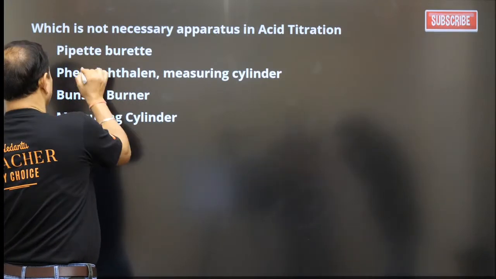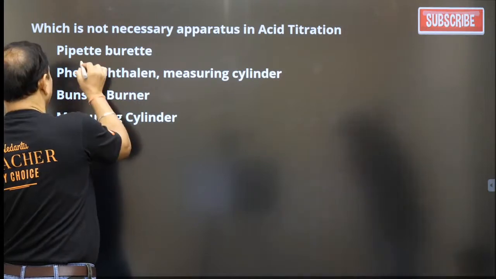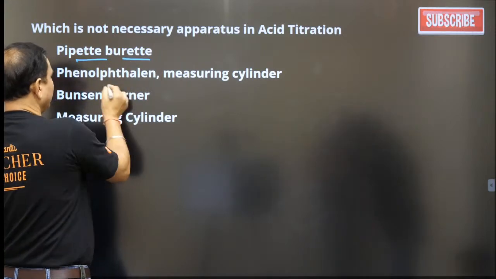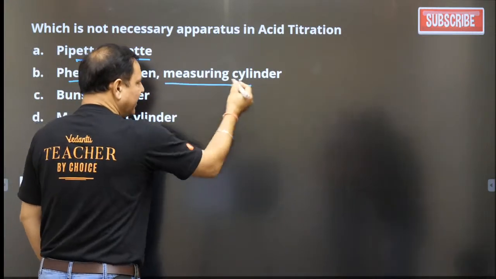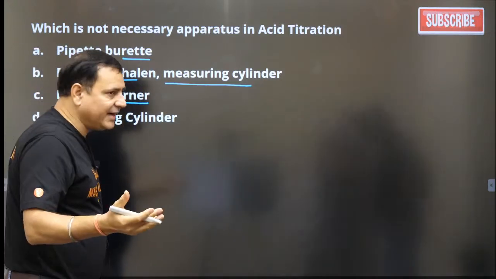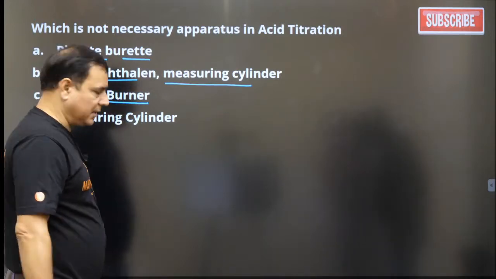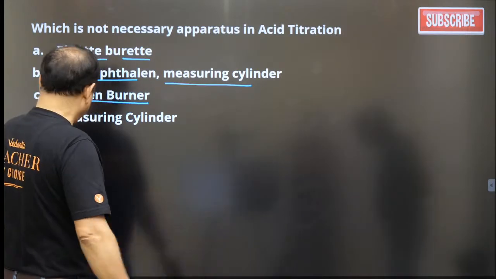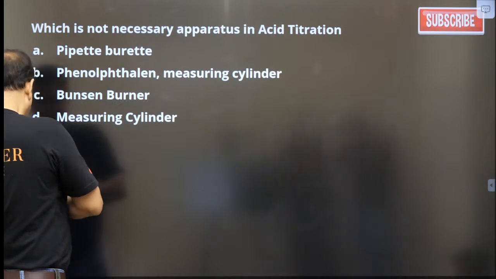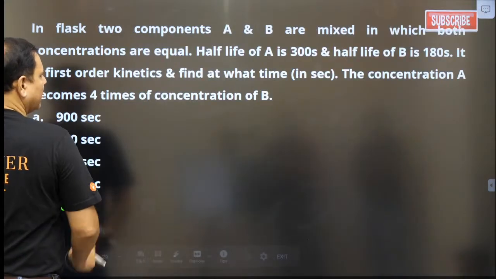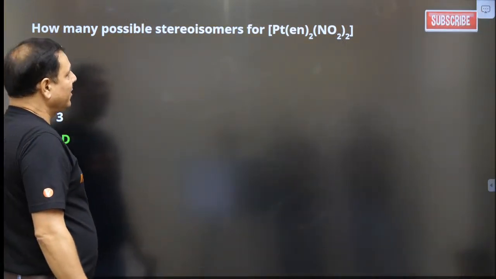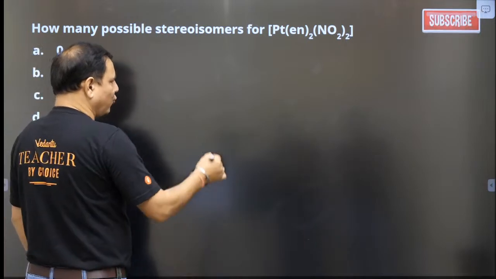Now coming to next. Which is not a necessary apparatus in acid-base titration? In acid-base titration, you need a burette and a pipette. Burette, pipette, phenolphthalein as indicator, measuring cylinder to measure the solution, but you don't need a Bunsen burner, you don't need to heat the solution. Rather, you have to treat the mixture at room temperature, and measuring cylinder is required, so Bunsen burner is not required. Next question.